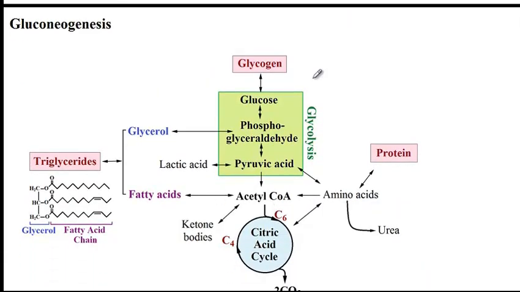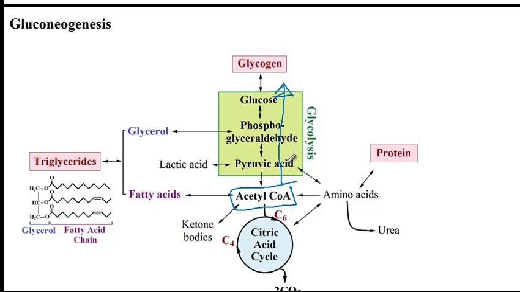So this is a high yield diagram here that shows you how different pathways can lead to production of glucose. So glycogen breakdown, we already discussed, it will lead to production of glucose. Triglycerides will produce glycerol and fatty acids, both of which will contribute to either the products of the glycolysis or acetyl coenzyme A. And acetyl coenzyme A cannot right away go back through the same mechanism as glycolysis.